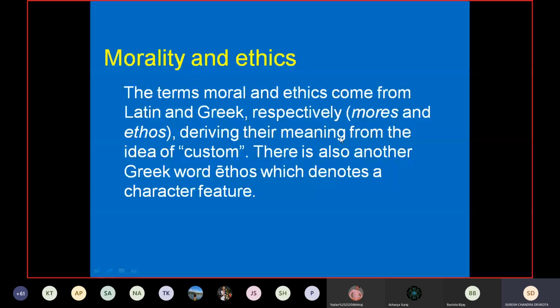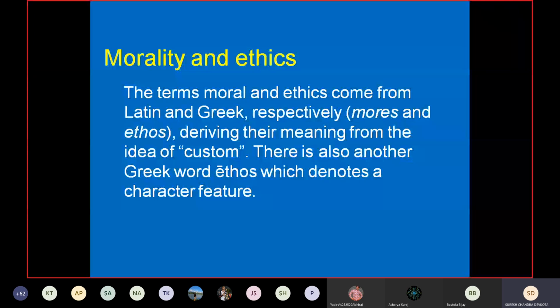Custom means traditions, like what is handed down from generation to generation. What is called chalan chalti in Nepali, that is what is happening, that is handed down to the new generation. So that means moral and ethics, it is a culture of handing down to the new generation. There is also another Greek word, we call it ethos, which denotes a character feature. Character feature. What is your ethos in life, for example?